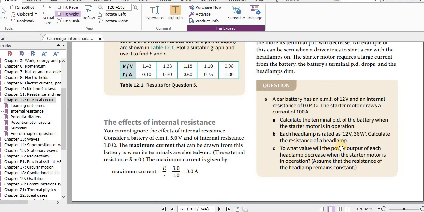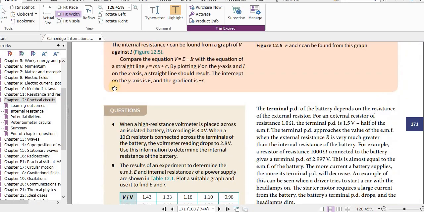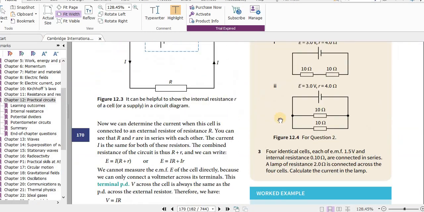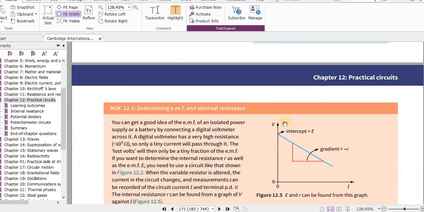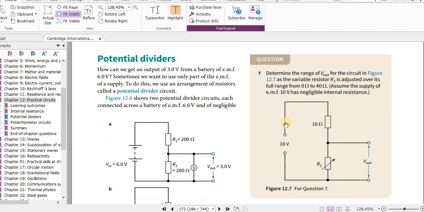Okay, so there is a question about it here. You can do these questions, all these questions, because we have covered all the relevant theory so far. Now let's go to the next topic, which is potential dividers. Okay, so from the name itself, I think you can understand what it means. Potential divider. So it divides the potential.